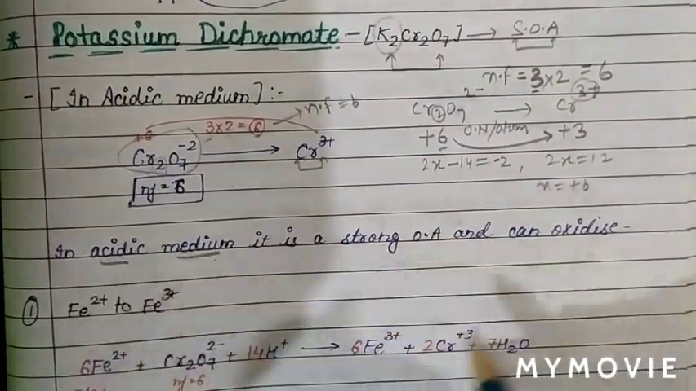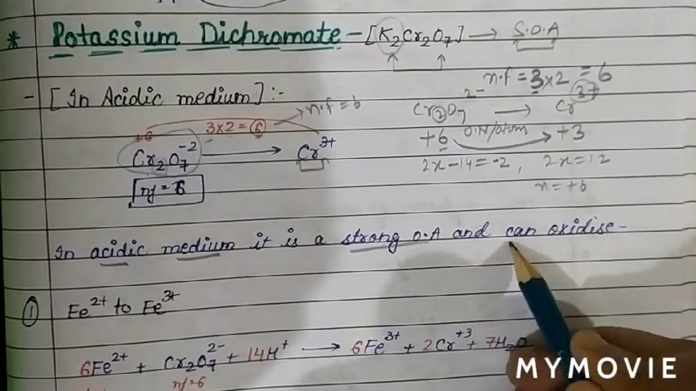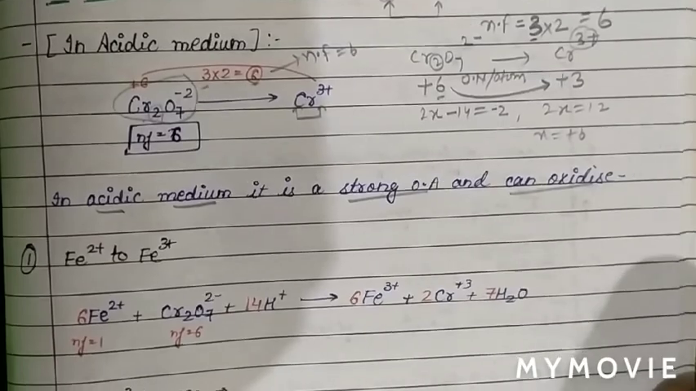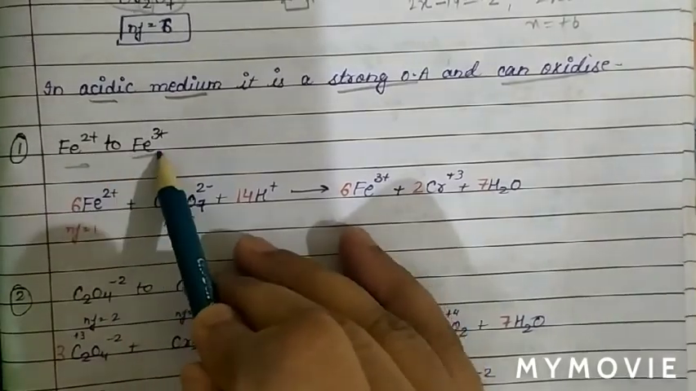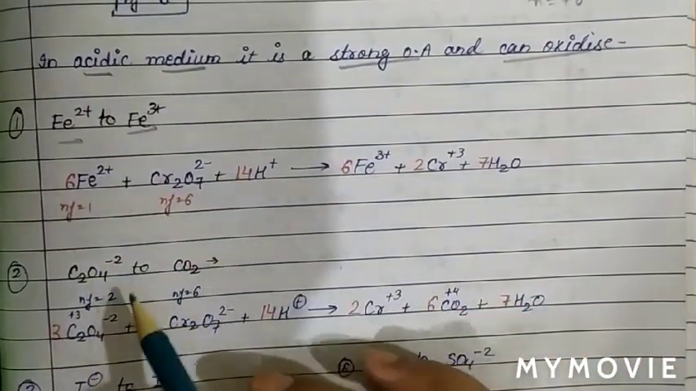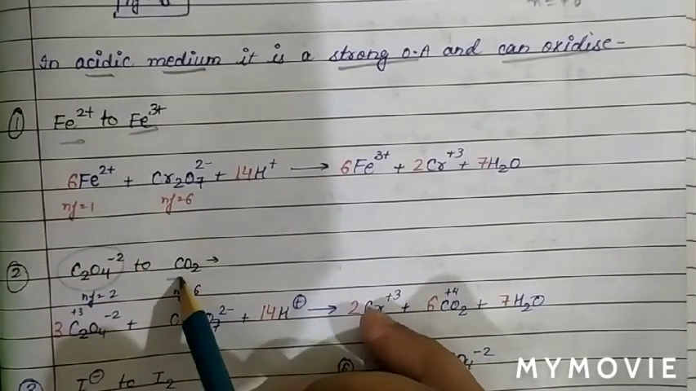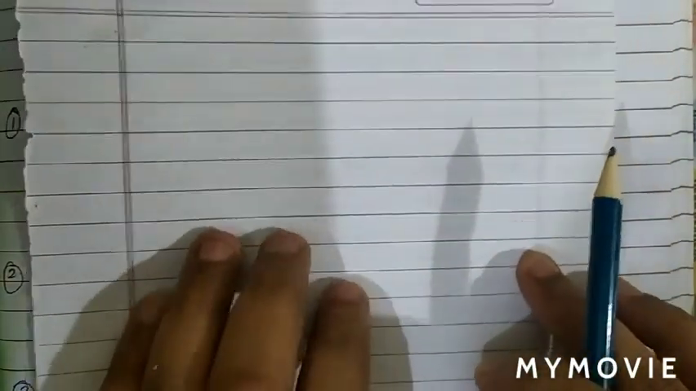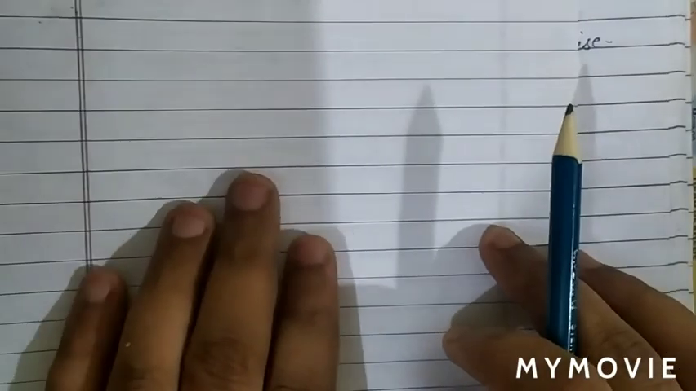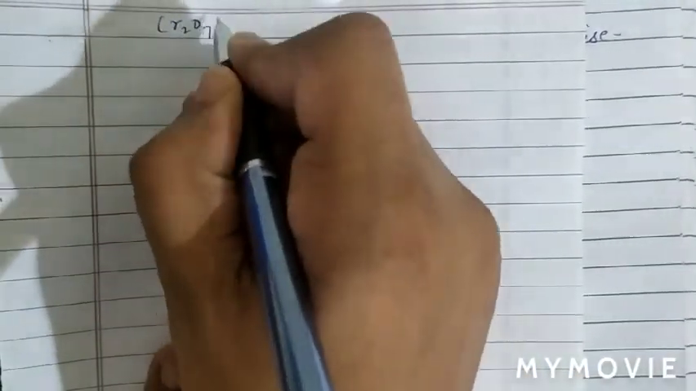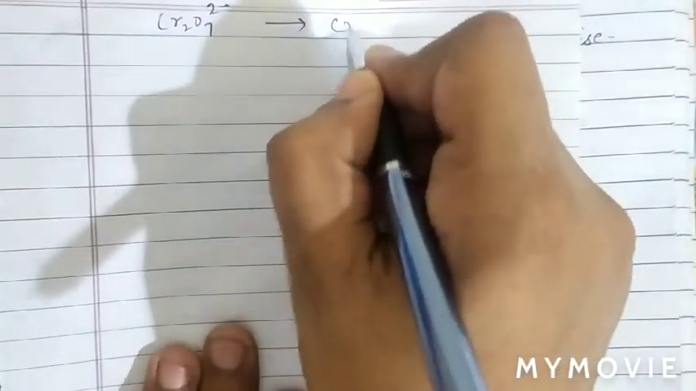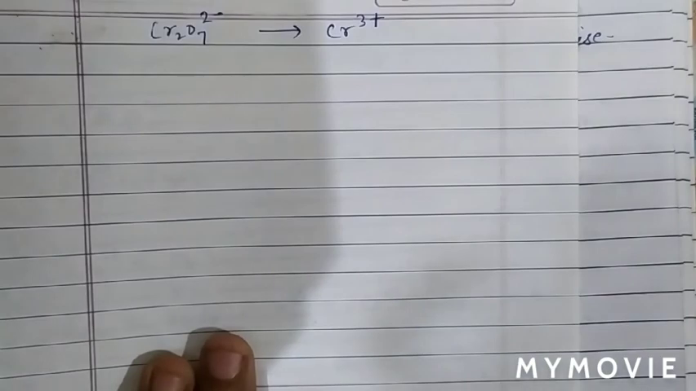See, for example, it oxidizes Fe2 plus to Fe3 plus and C2O4 2 negative oxalate ion into CO2. See the examples. How K2Cr2O7 oxidizes. So basically Cr2O7 2 negative changes into Cr3 plus. We can see that the oxidation number of chromium in this compound is plus 6 and the oxidation number of chromium in this compound is plus 3.